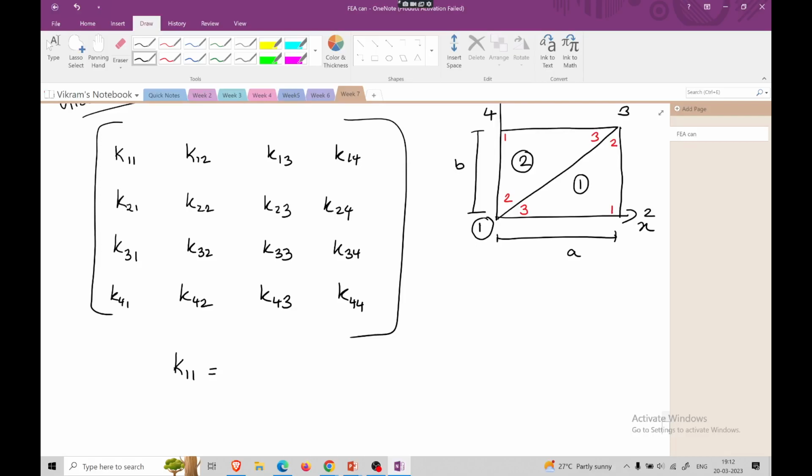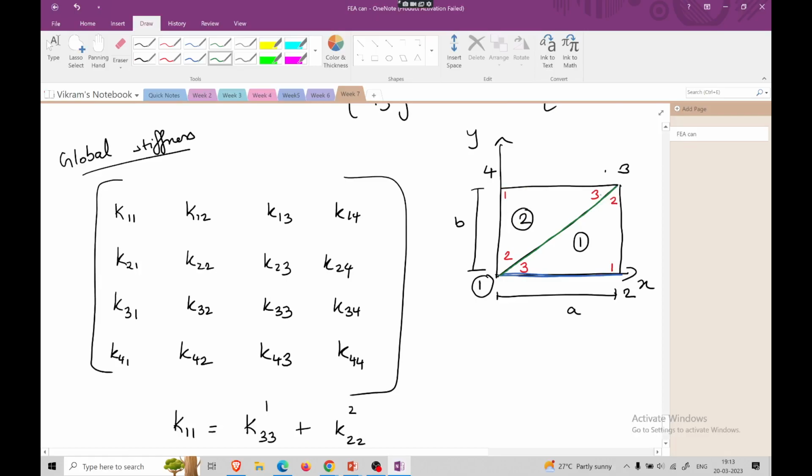What about K13? So this is this line, right? How many contributions will it have? 2, sir. Yes. And what are the individual elements? One from the first element, one from the second element. It will be K32 from the first element and K23 from the second element. So K13 is done.